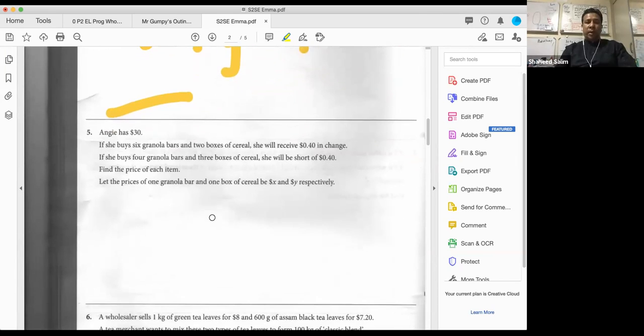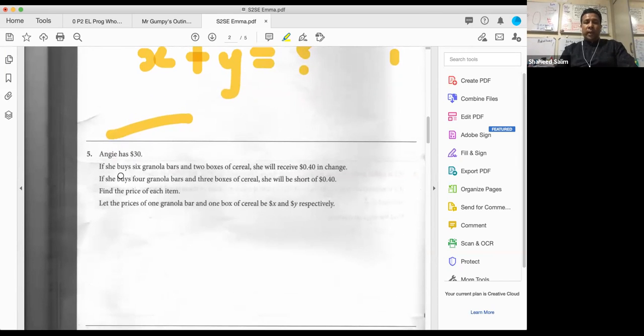Okay, let us go back to this now. So let's try this granola bars question. Careful, careful. Okay, she has $30. You get the change. So can you form an equation? Be careful, okay? Can you form an equation? Equation 1, equation 2. Let x be something, y be something, and you tell me what the equations are.